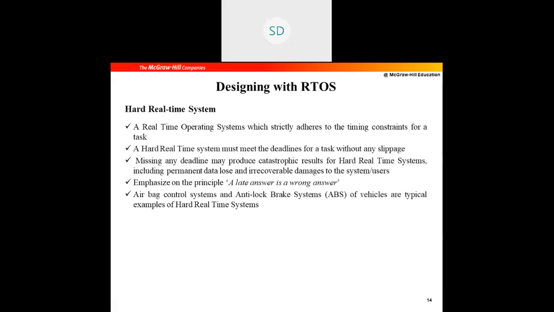So next is the hard real-time system. As you know, a hard real-time system is nothing but a real-time operating system which should strictly adhere to the timing constraints for a task. Okay, a hard real-time system must meet the deadline for a task without any slippage. In the sense, that particular application, the task, has to be executed within a certain time interval. Okay, if it misses the deadline, then obviously there will be an effect to the external environment. Missing a deadline may produce catastrophic results for hard real-time systems, including permanent data loss and irrecoverable damage to the system or the users.